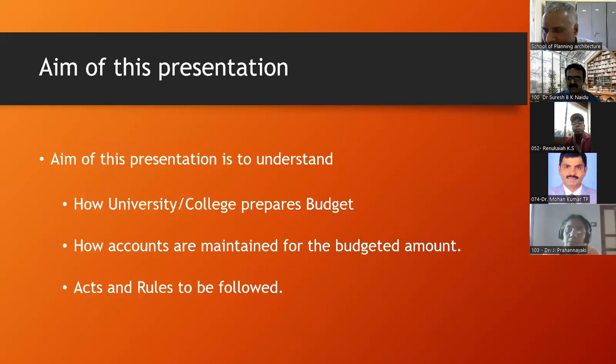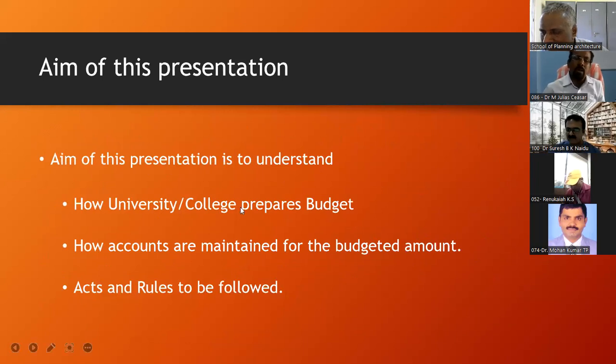We don't have any governing body, sir. Only the syndicate has the power. In case of universities, the syndicate, academic council, and finance committee will be different. Sometimes we call it the board or governing body. In autonomous colleges, we have a governing body. In universities, the finance committee is there.